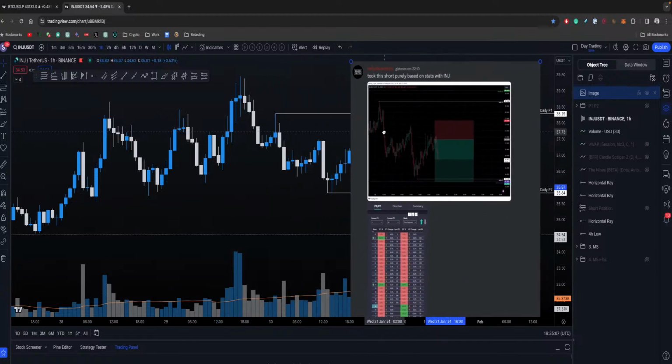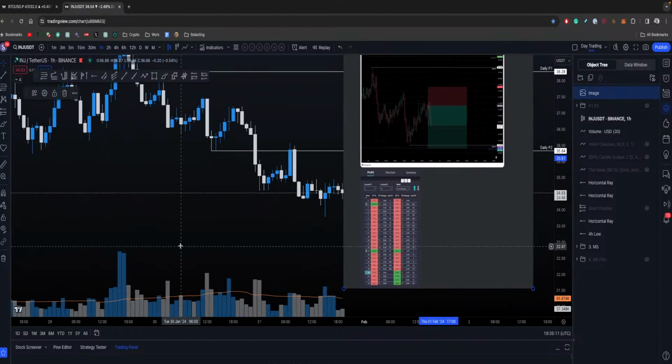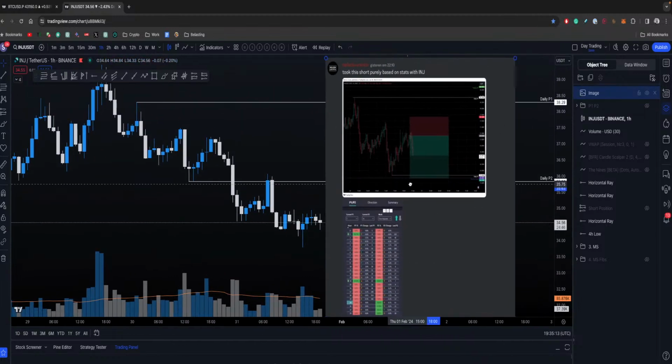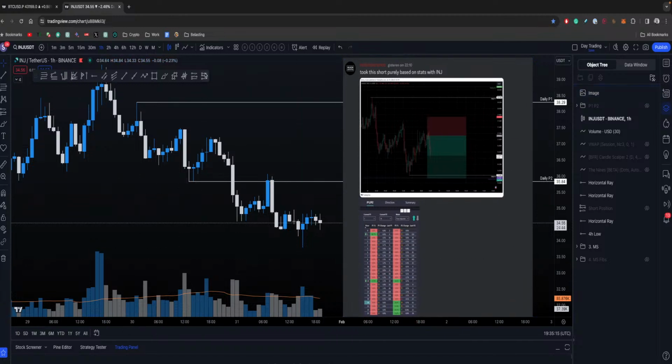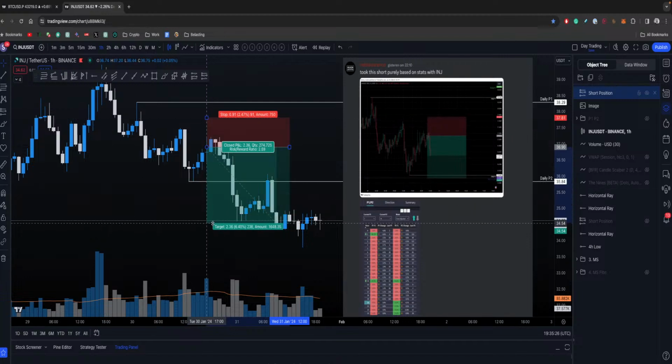This call. So he said he took the short purely based on stats with Engine Coin. And I'm going to explain how this call came about by showing you the statistic we just talked about. Engine Coin, let me check. It was a short right here. So he took this short right here.